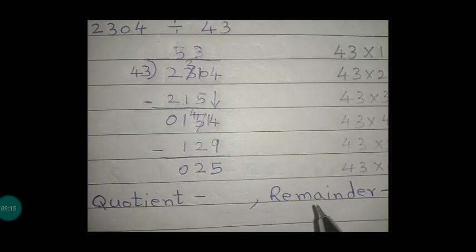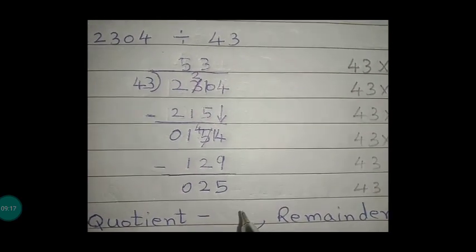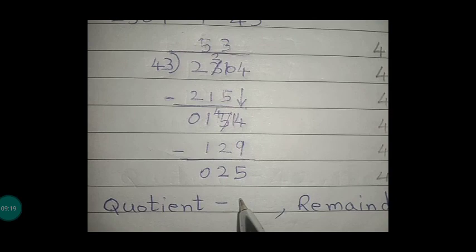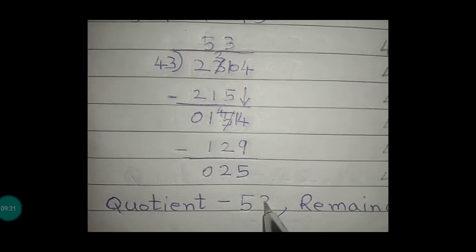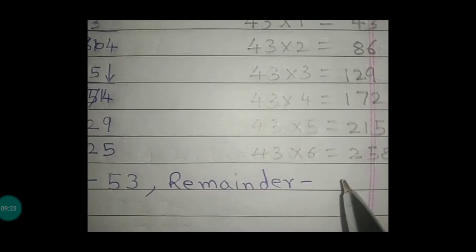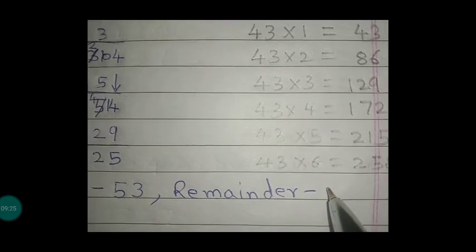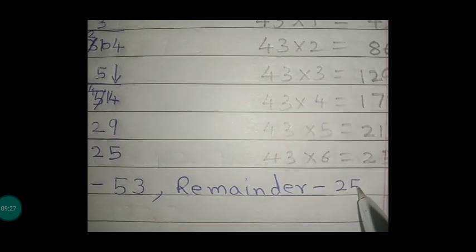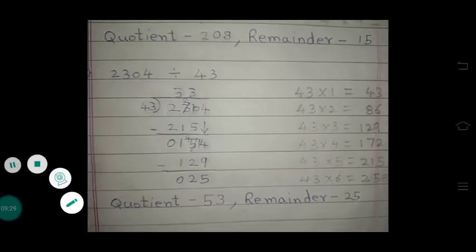So you will write here, quotient is 53 and the remainder is 25. So this is the answer.